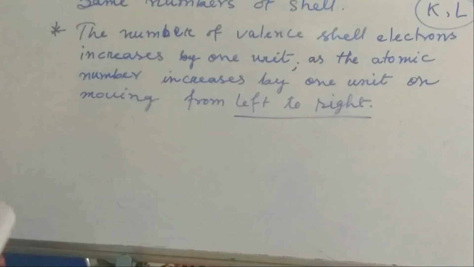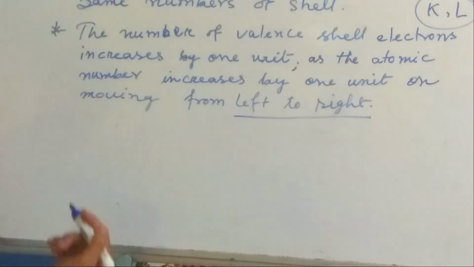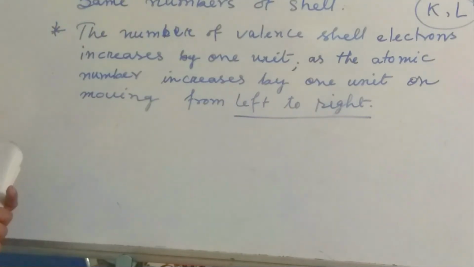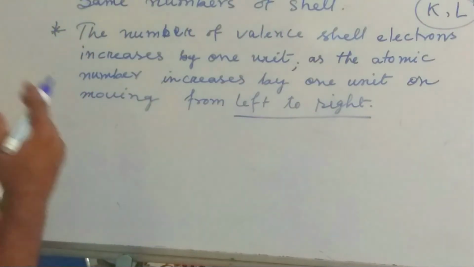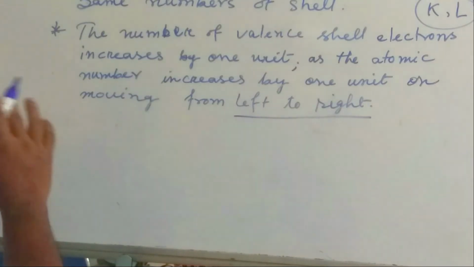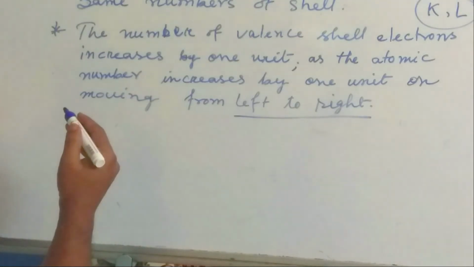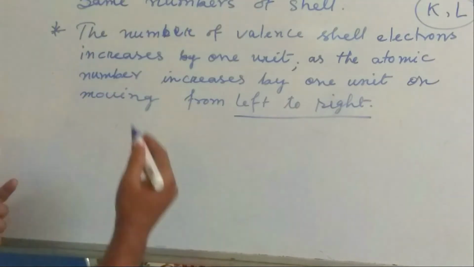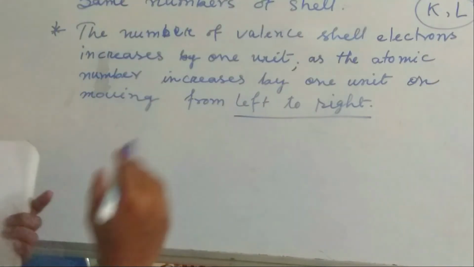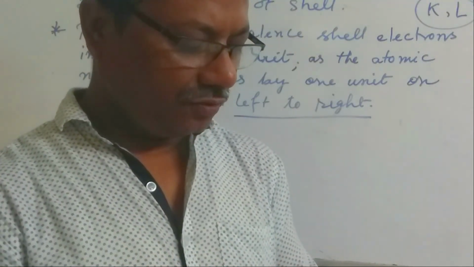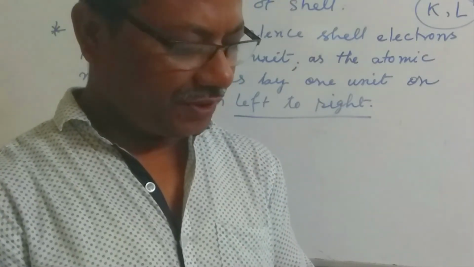Remember it. On a column, from top to bottom, the number of valence shells increases, but the number of valence electrons remains the same. But in case of a period from left to right, the number of valence electrons increases, but the valence shell remains the same. Atoms of different elements with the same number of occupied shells are placed in the same period.